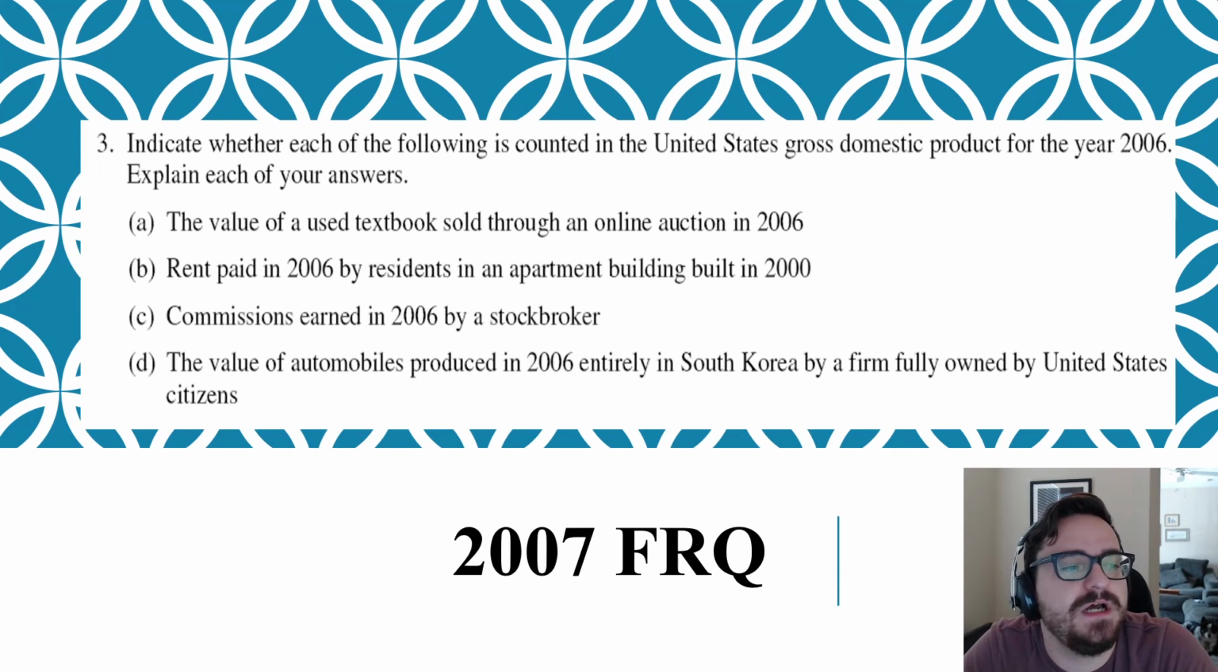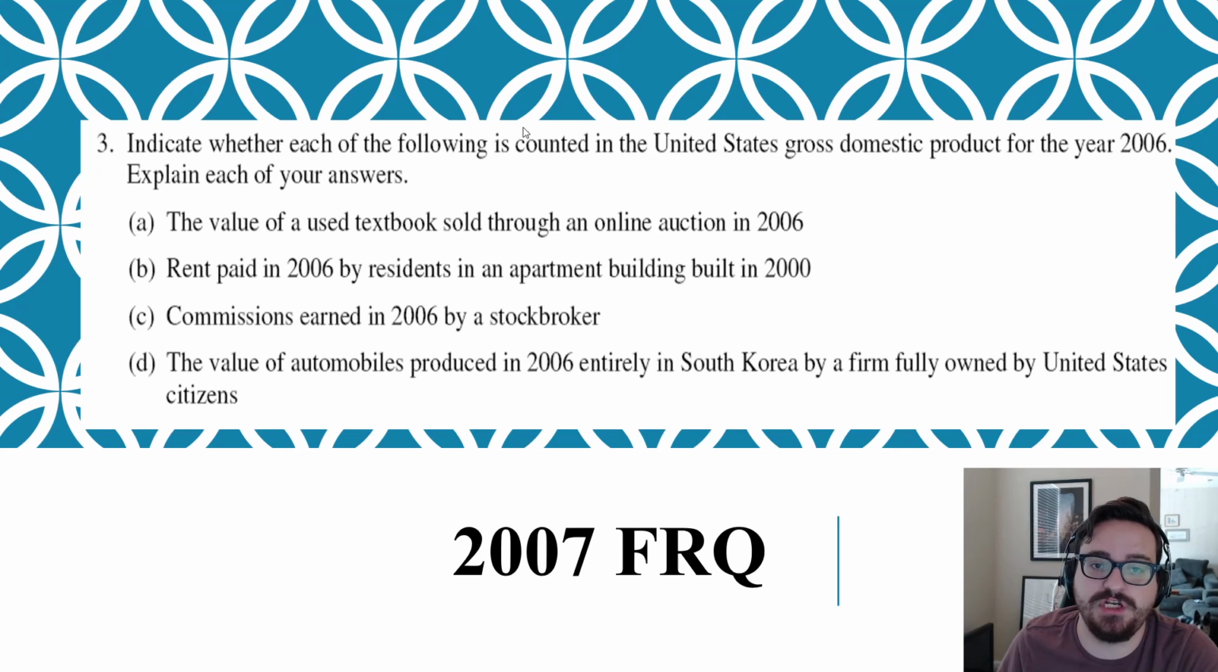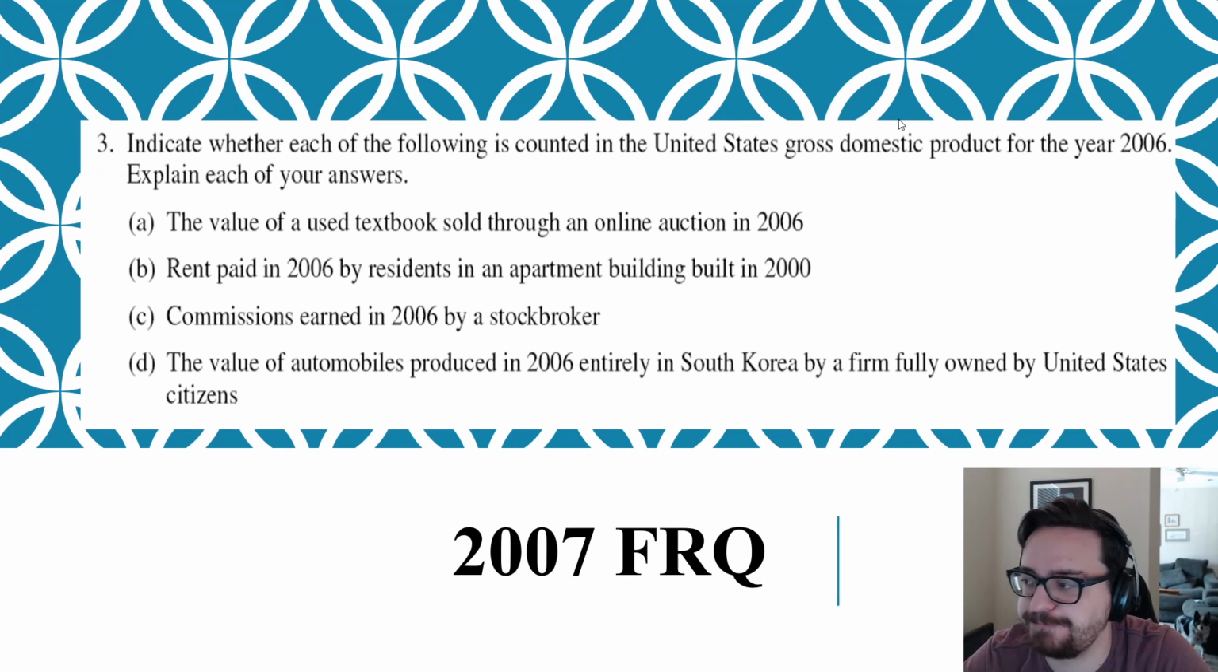D, value of automobiles produced in 2006 in South Korea by a firm fully owned by U.S. citizens. Firm being a business, saying there's an American company out in South Korea making stuff. Doesn't count for U.S. GDP. Doesn't count for us. Why? Because it's not made within our borders.